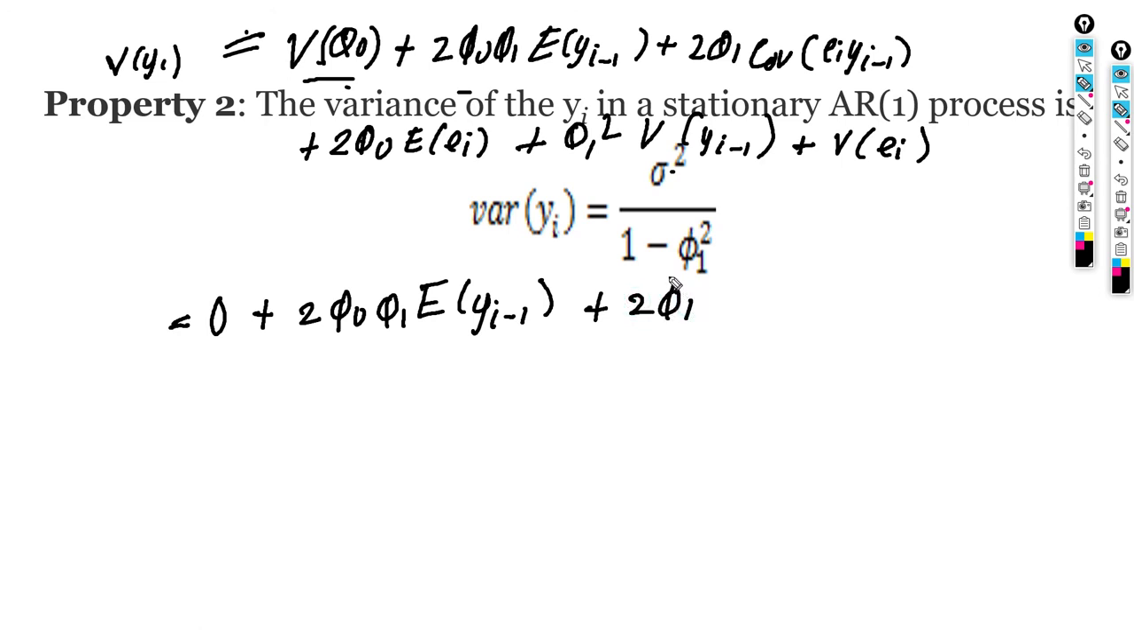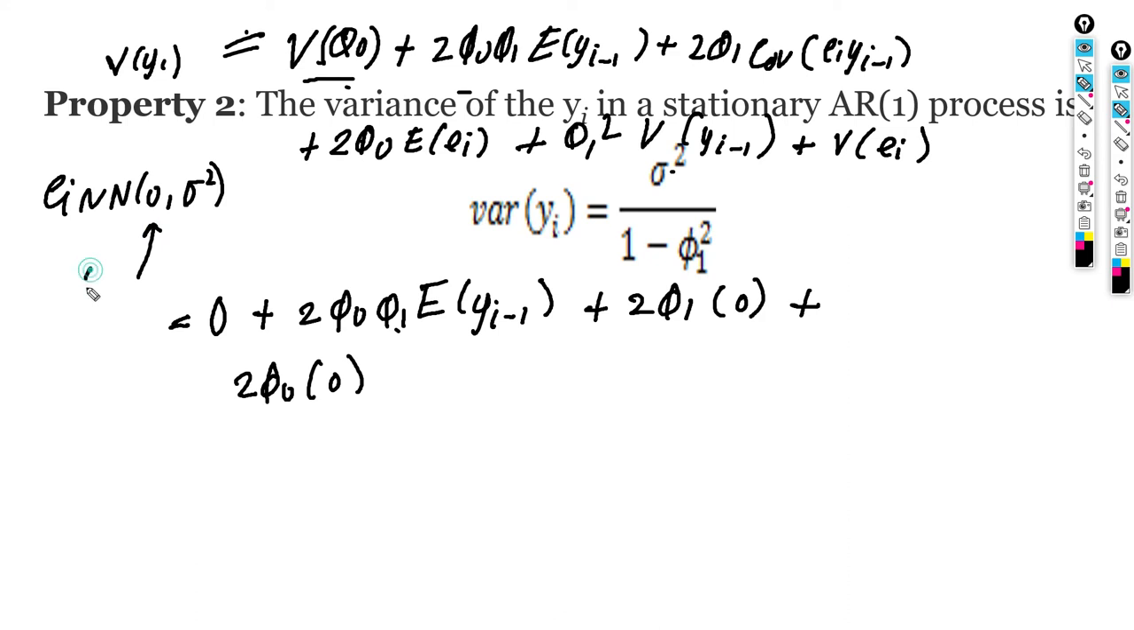2φ1. Now the covariance of two different variables here, because they are independent, the covariance here becomes 0. So if you have two different variables here, ε_i and y_{i-1}, the covariance becomes 0 multiplied by 0. And then 2φ0 times the expectation of ε_i. By definition, ε_i is normally distributed with mean 0 and variance sigma squared. So the expectation of ε_i, or the mean of ε_i, is equal to 0, so multiplied by 0 here. This is the expectation of ε_i. This is the variance of ε_i.